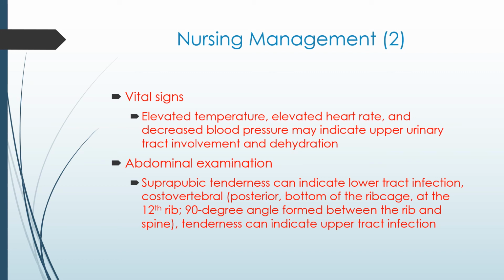Abdominal examination. Suprapubic tenderness can indicate a lower tract infection, and then that costovertebral angle. Costovertebral is posterior. It is at the bottom of the rib cage at the 12th rib. Now the costovertebral angle is a 90-degree angle that is formed between the rib and the spine. And tenderness in this area can indicate an upper tract infection.